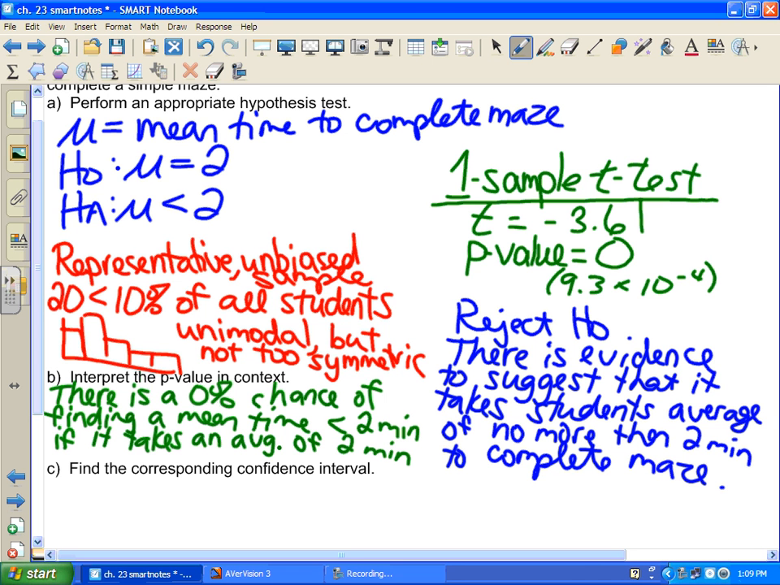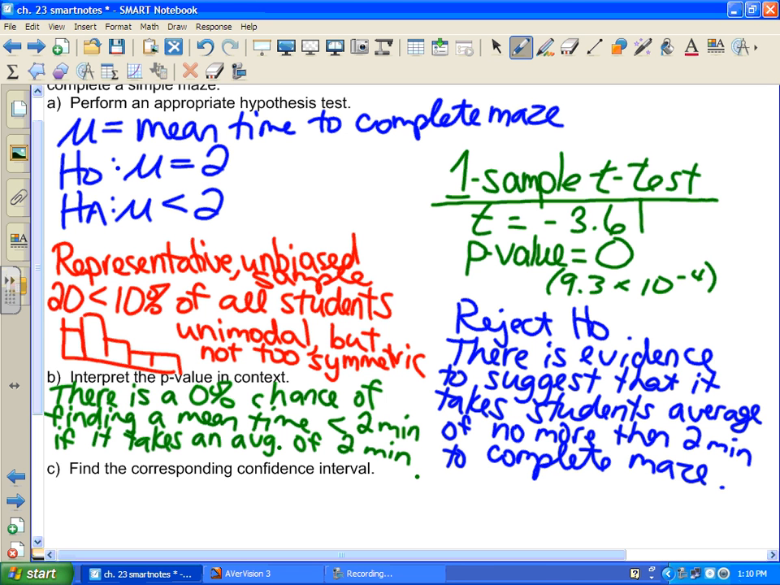Okay, and we're talking about the population when we took the p-value. So we're saying if all students, you can just say this school, took the maze and it took them exactly 2 minutes or more, then there's a 0% chance that in one little sample we find the opposite results. So is that likely to happen? No, so we're saying it's probably not true.